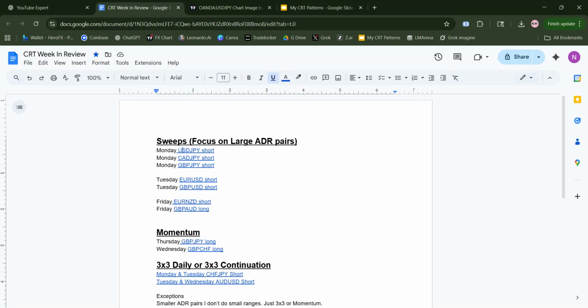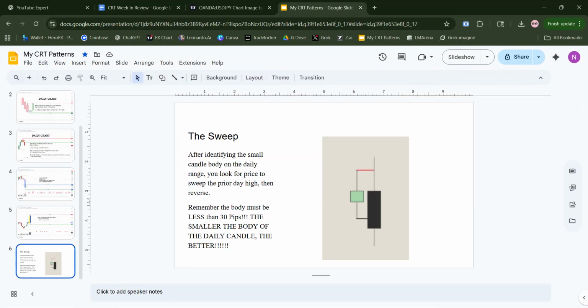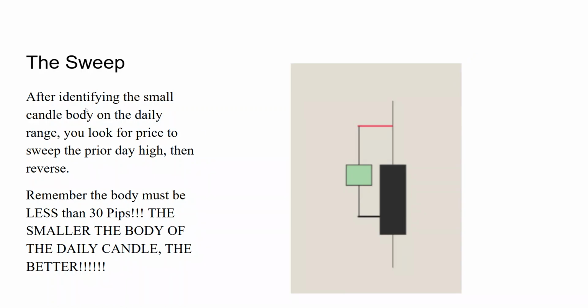So the first one is sweeps, and what is a sweep? I'll show you the pattern first, and then I'll go through these trades. This is a sweep pattern. Let me make this bigger. I like to see a small daily range candle body, like this part right here, the body of the candle. I like to see it less than 30 pips. Sometimes you can go as high as 50, but the smaller the body is, the better.